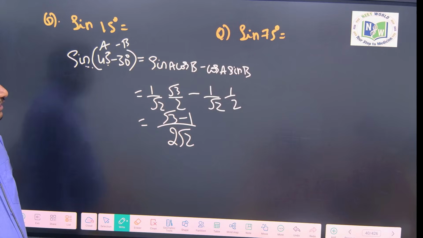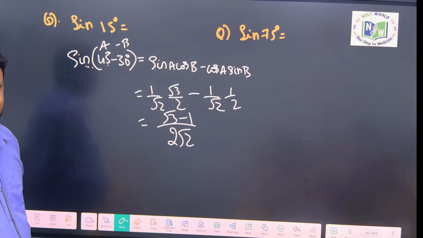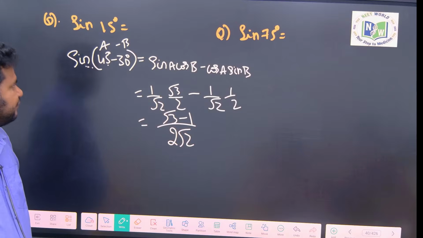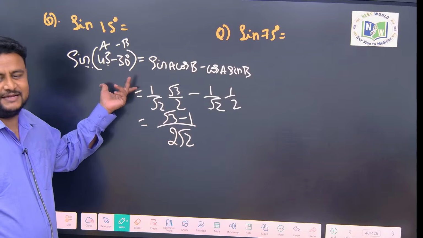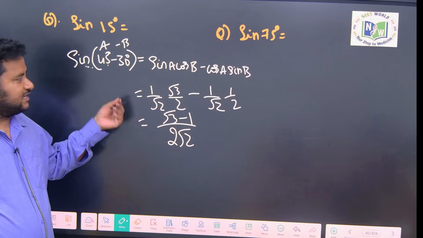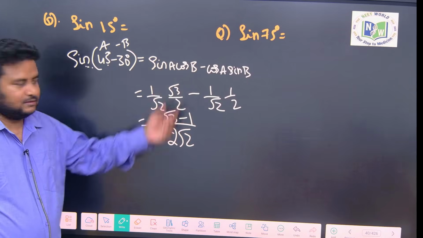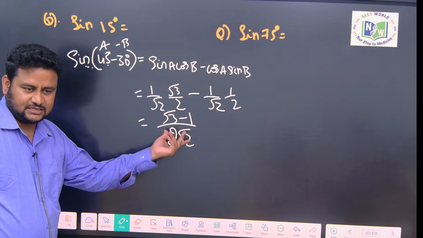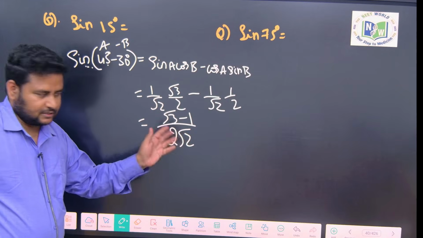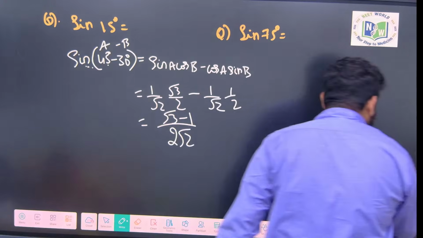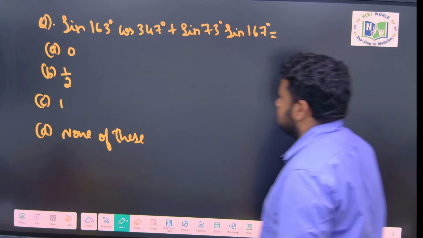Sin 75 can be written as what? But if you don't know the value of 75, what will you do? Same thing: 45 plus 30. Then it will be sin A cos B plus cos A sin B. So instead of minus, it will become plus. Okay, clear? Done. Now we'll solve some questions based on this.